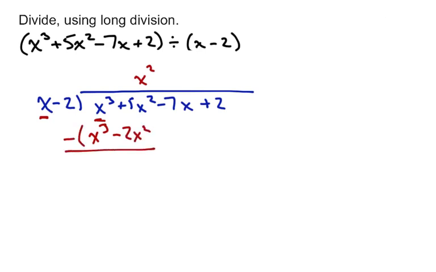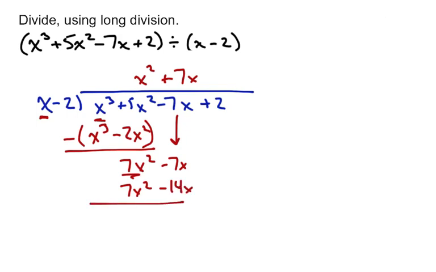So we go ahead and subtract this thing. x cubed minus x cubed, that's gone, but 5x squared minus negative 2x squared is 7x squared. Bring down the next term and do it again. What am I going to have to multiply x by to turn it into 7x squared? Well, we'll multiply by 7x. 7x times x is 7x squared. 7x times negative 2 is negative 14x. So subtract it.